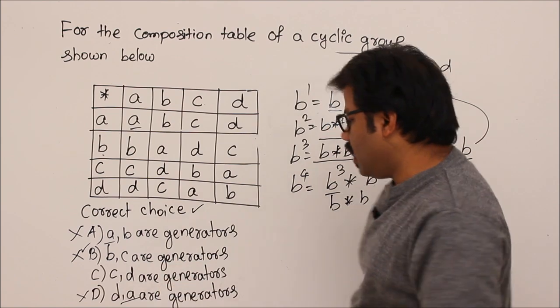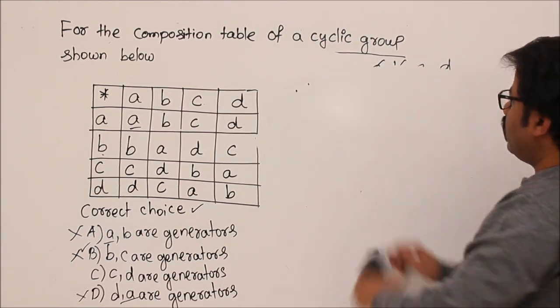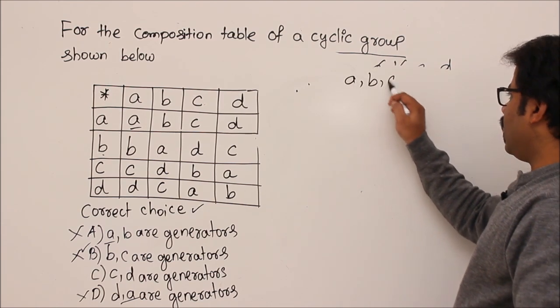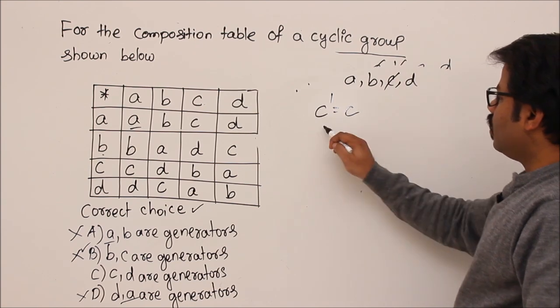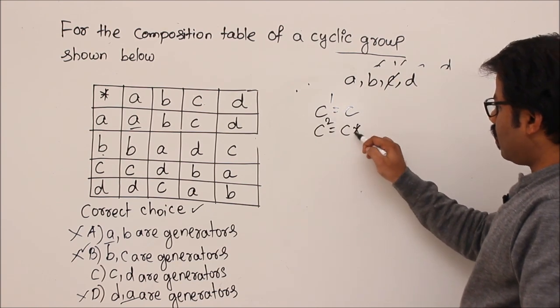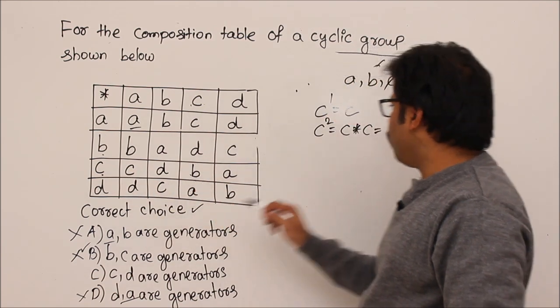We have only option C. So C comma D are generators. We'll see why C comma D are generators. Target is A, B, C, D. Let us begin. C power 1 is C, perfect. C square, that is C star C. What is C star C? See the table. C star C is B.